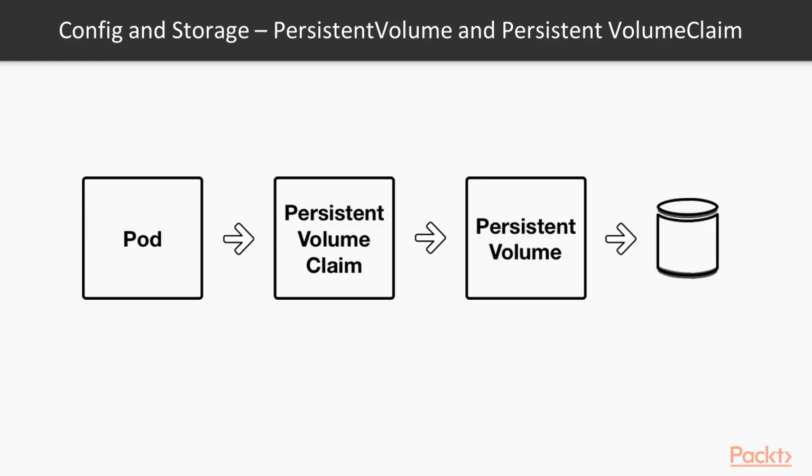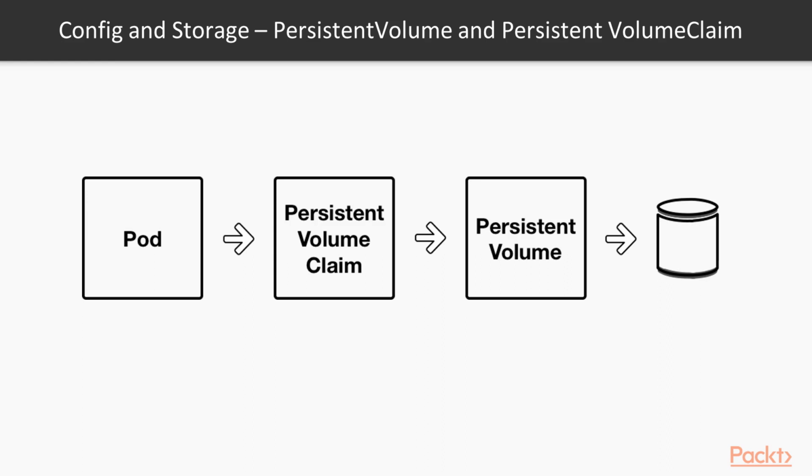Then we have persistent volumes and persistent volume claims. Persistent volumes represent some distributed storage that can be consumed by a pod to maintain state. And a persistent volume claim is a way for a pod to claim that storage. We're going to go into a lot more detail about this as we progress through the course.